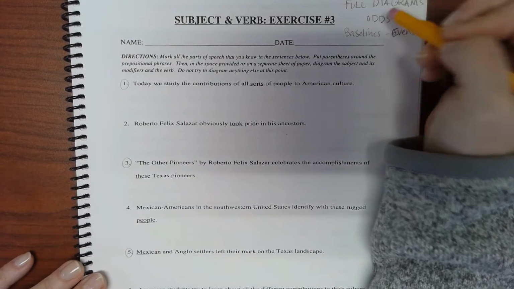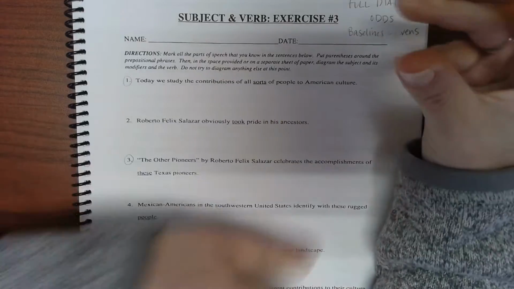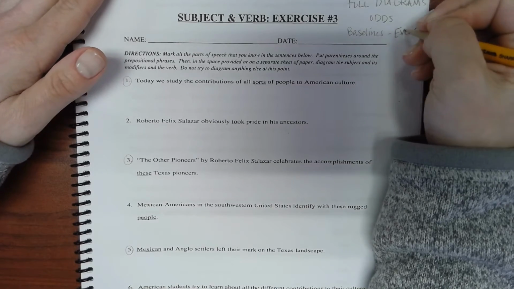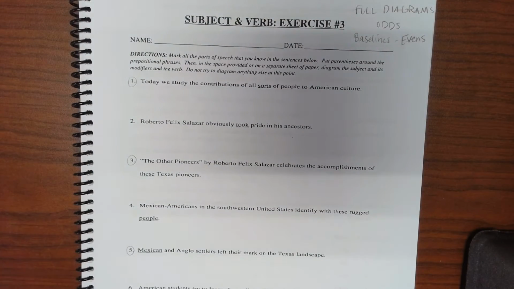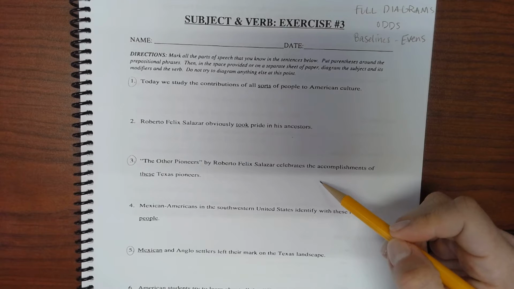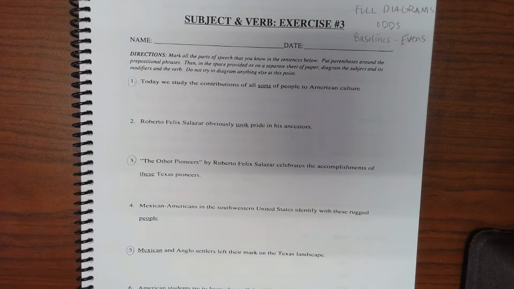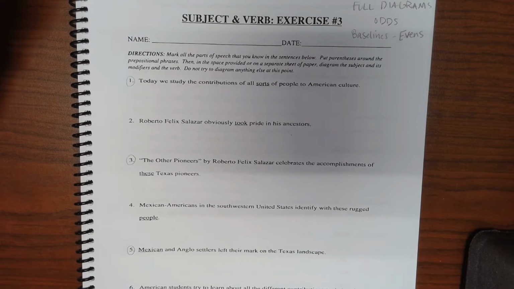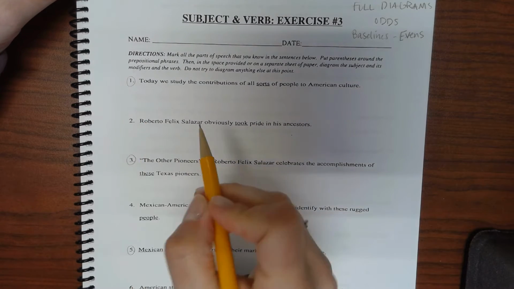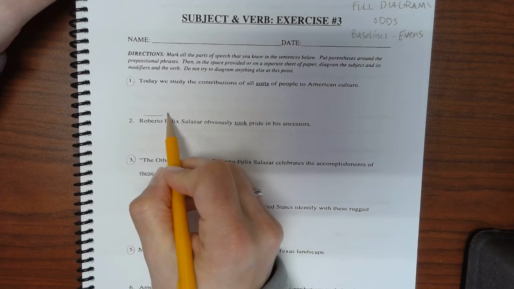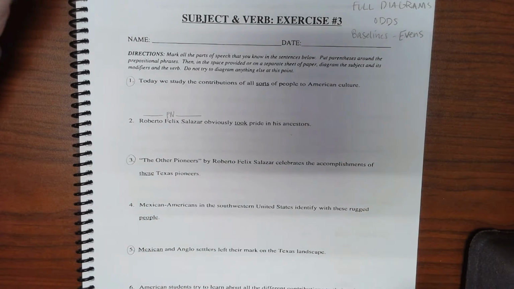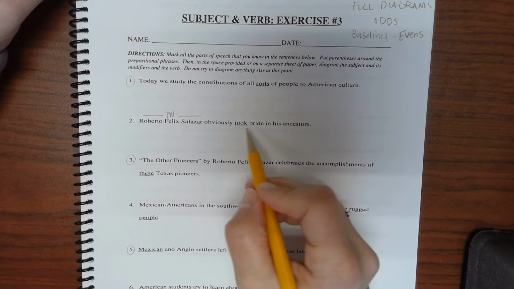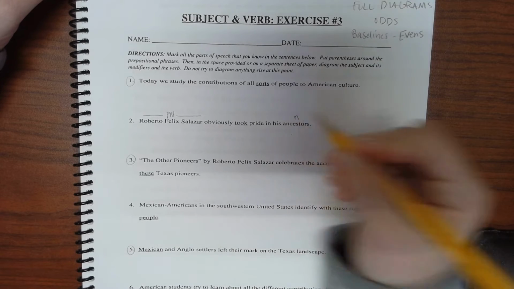Oh, you know what's cool about using a pencil? I can erase that. So, we're going to do number 2 and number 3, okay? So number 2, Roberto Felix Salazar obviously took pride in his ancestors. That's his name. Look for the nouns first. That is a proper noun with wings. That is his first, middle, and last name. Took pride, ancestors, that's a noun.